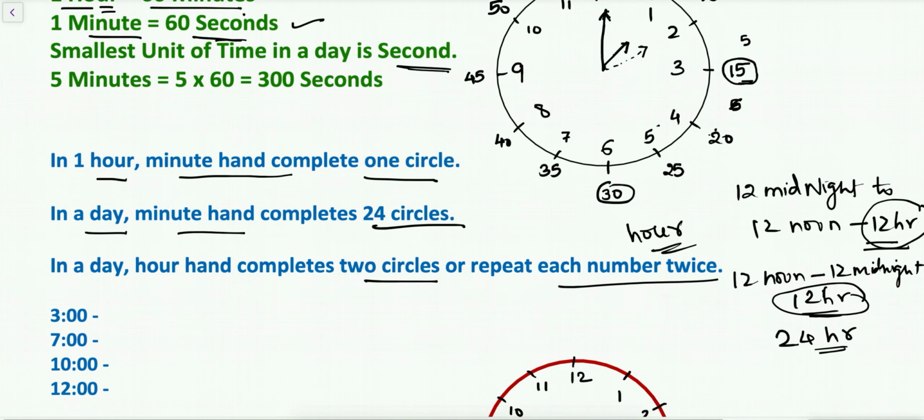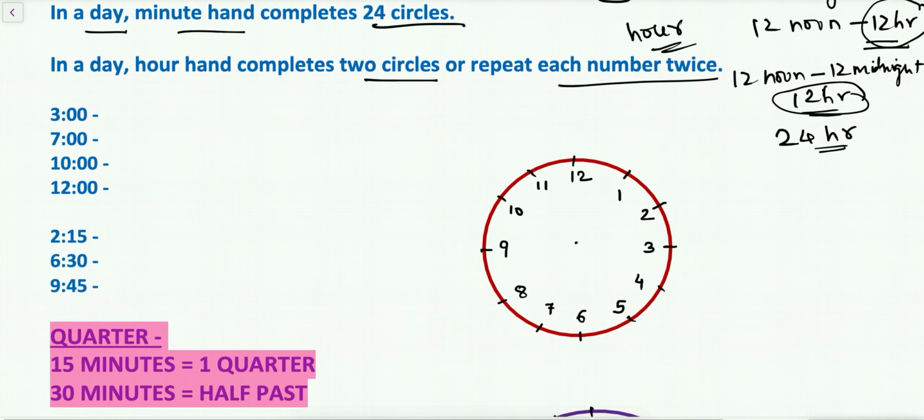Now we'll see how to write the time and how to read a clock. So first is 3 o'clock. This is how we will read this: 3 hours and 00 minutes. So we read it as 3 o'clock. And this one is 7 o'clock.